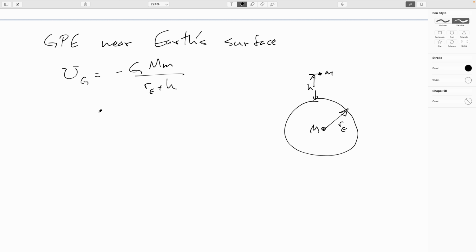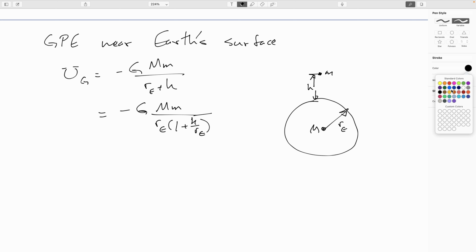Okay, I'm going to pull a radius of the Earth out of this so that I can end up with a little g. So this will be minus G M m over the radius of the Earth times 1 plus h over the radius of the Earth. Now h over the radius of the Earth is really tiny. And so this is where we can use a trick from algebra known as the binomial approximation.